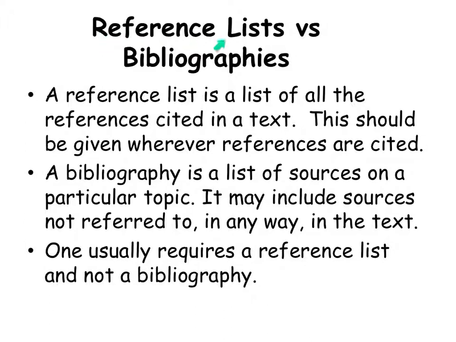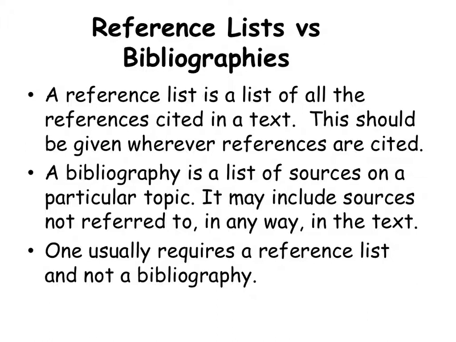There's a difference between a reference list and a bibliography. A bibliography is all the different books you might have read to get to where you're at. A reference list specifically references certain things. A reference list is a list of all the references in the text. These should be given whenever references are cited, and that's called citation referencing.